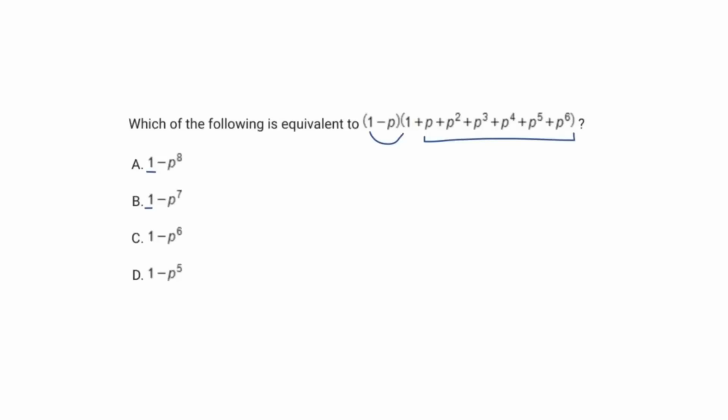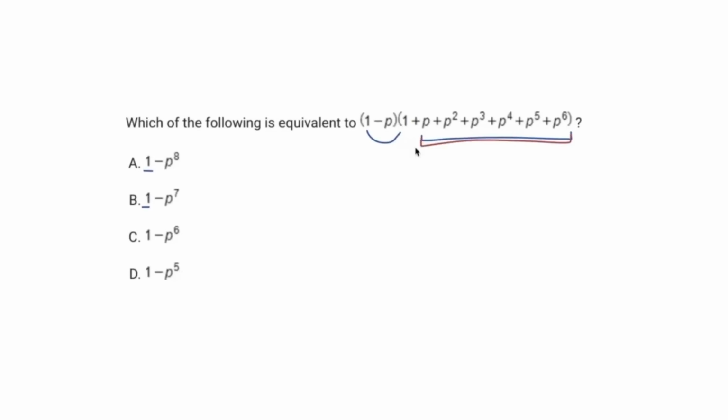So currently I have all these p values in red right here. And so now what I have to recognize is that all these are positive values of p, but my answer choices are negative values of p, and that's because I need to account for this second variable here, this negative p, right? I have to distribute it out to everything. So when I distribute it out to the 1, I get a negative p, right? When I distribute it to the positive p, I get a negative p squared.